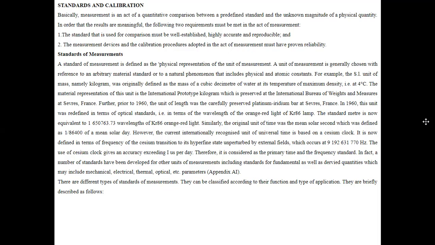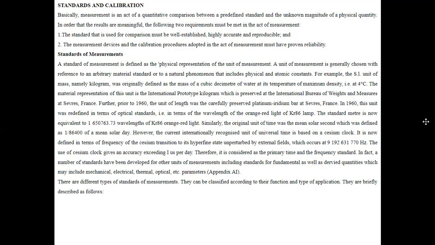Further, prior to 1960, the unit of length was the carefully preserved platinum iridium bar at Sèvres, France. In 1960, this unit was redefined in terms of optical standards, that is in terms of the wavelength of the orange red light of Krypton 86 lamp. The standard meter is now equivalent to 1650763.73 wavelengths of Krypton 86 orange red light.